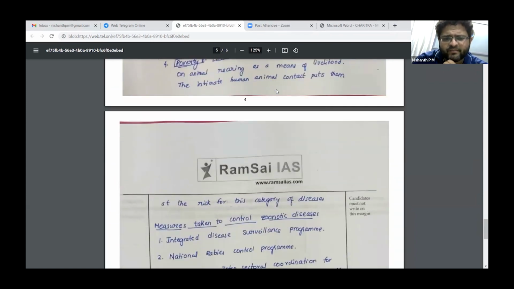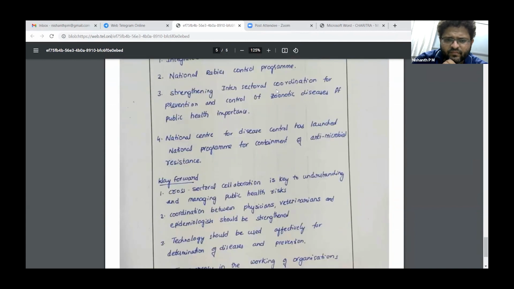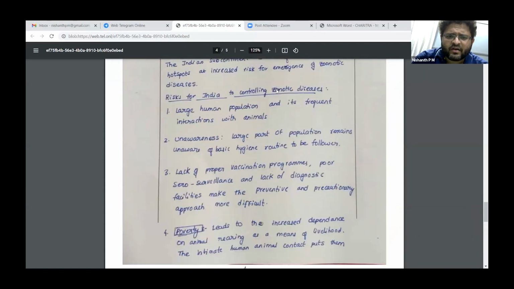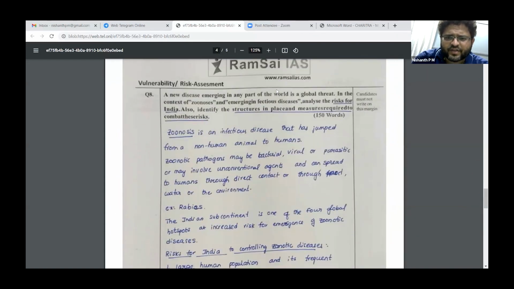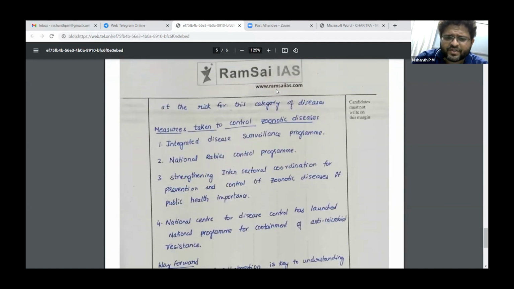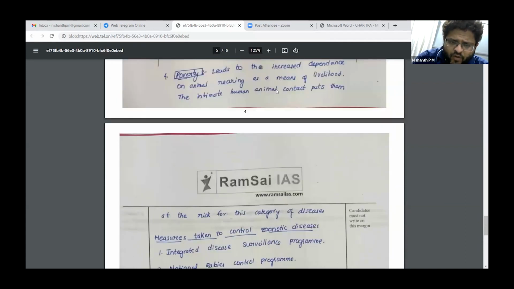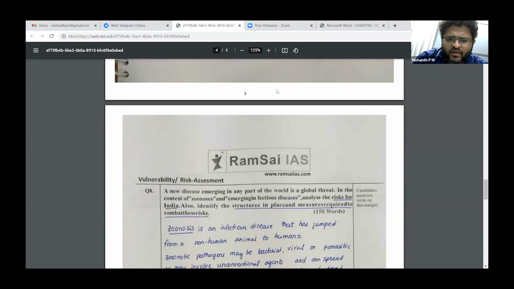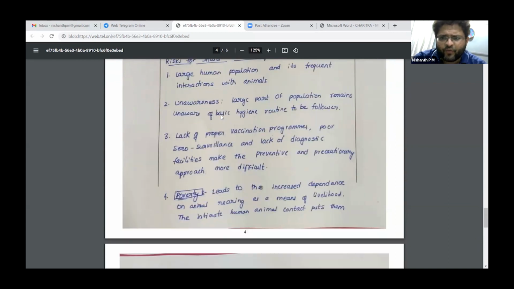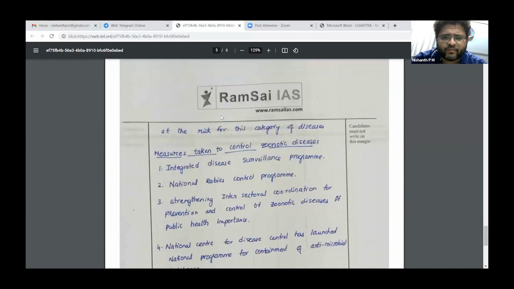Okay, poverty, fine. See, you have not written the structures and then measures. Where is the structures part? You missed it because you spent more time on the introduction. These 3-4 lines are not at all required. Are they asking you how zoonotic diseases are spreading? If you want to write that, you can write it in the Indian context also.